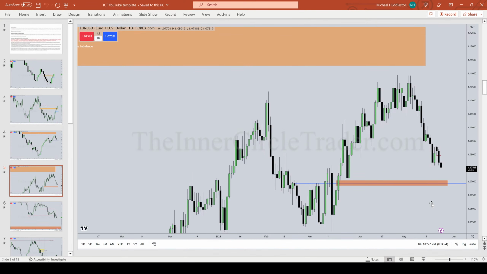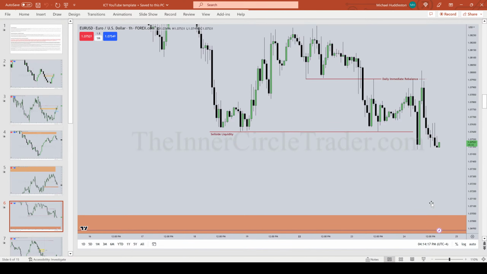I don't see anything bullish here for euro dollar. That's what I'm getting at. On the hourly chart for euro dollar, you can see that Monday low, which is being shown here, and it's the immediate rebalance here. Intraday, we had the high here and high here, so that's relative equal highs, and that's going to be treated as retail resistance.